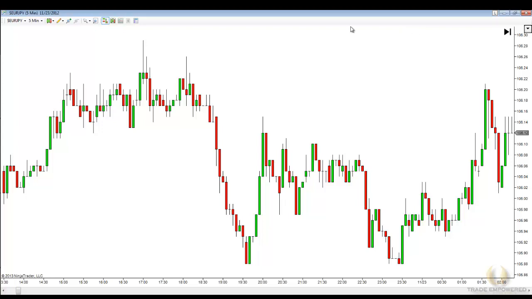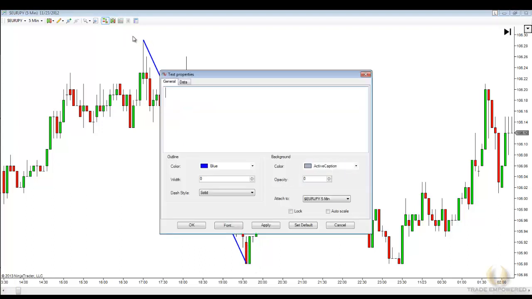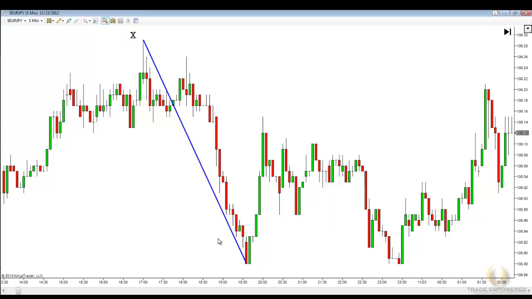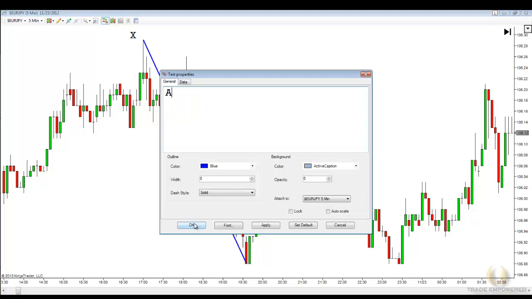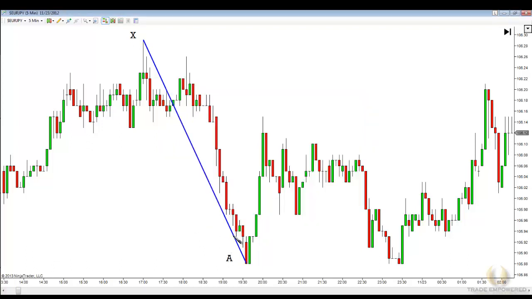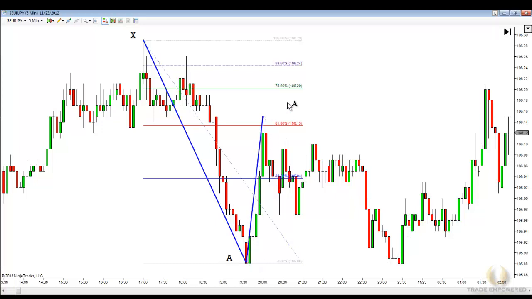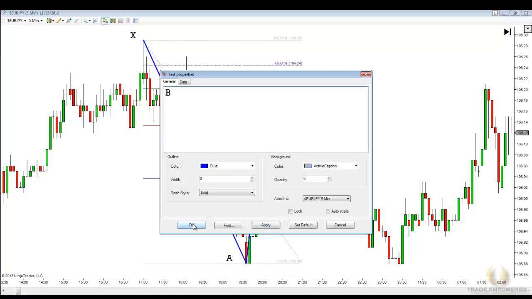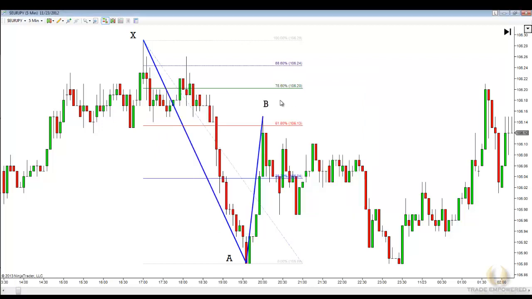All right, so we have our initial impulse leg. We have our swing high to swing low. It's going to be our X to our A leg. We're going to take our Fibonacci retracement tool, bring that from swing high to swing low here, X to A, and we're going to line up looking for the 618. You can see the 618 is hit once again, giving us a valid B leg for our potential Gartley.